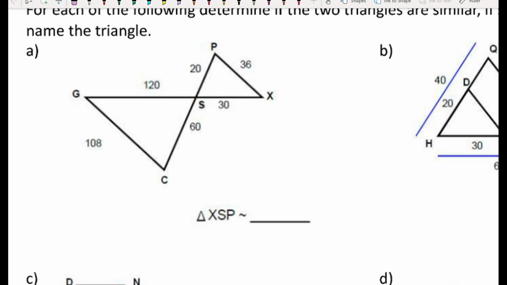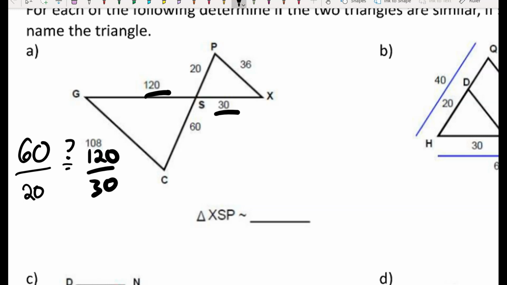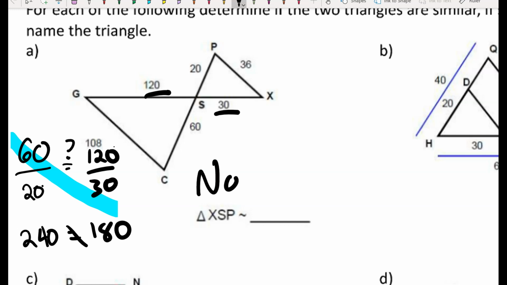So the first thing I might start to do is check these proportions to see if my side lengths are proportional. So if I take 60 and divide it by the corresponding side, which would be 20, I want to see if that's equal to when I take 120 and divide it by the corresponding side, 30. So I can cross multiply to see if this proportion is true. I can do 60 times 30 to get 1800, and I can do 20 times 120 to get 2400. Now notice that these aren't equal. So because the sides aren't in proportion, I can't say that these triangles are similar.